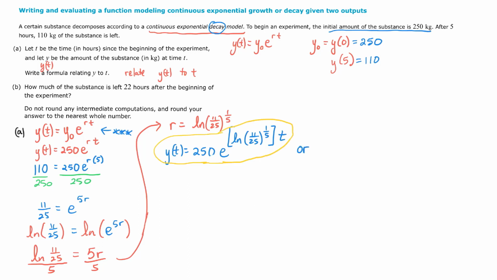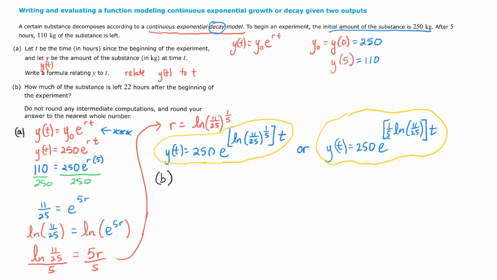Or there's other ways to write this function. We could write it this way: y of t is equal to 250 e to the 1/5 natural log of 11/25, put that in a bracket, and multiply by your independent variable t. So either one of these would be acceptable. Let's use one of these functions to answer the question in part B.